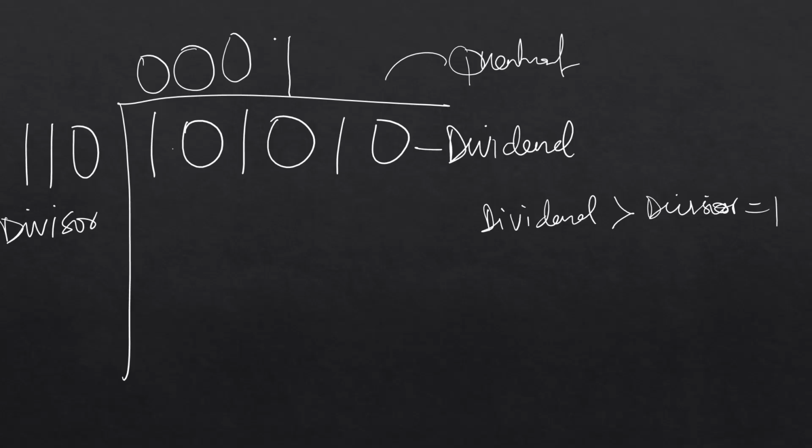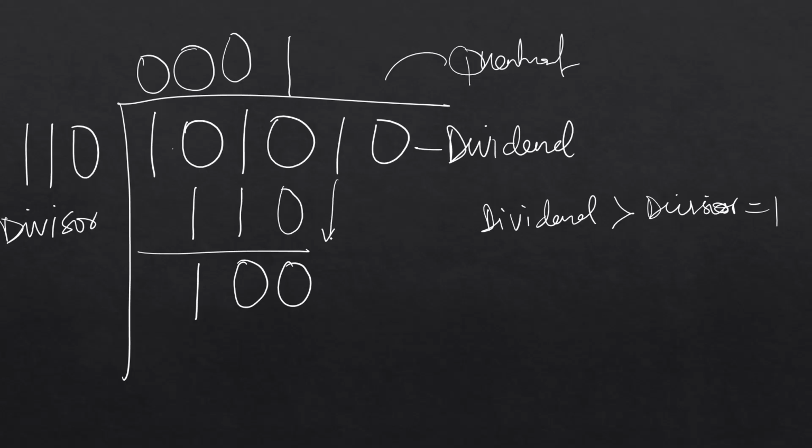Then when you multiply 1 by 1 1 0, you put the digits under 0 1 1. See where I'm placing them. Then you subtract. 0 minus 0 is 0. 1 minus 1 is 0. 1 0 minus 1 is 1. So you have 1 0 0. So what do you do? You bring this one down.